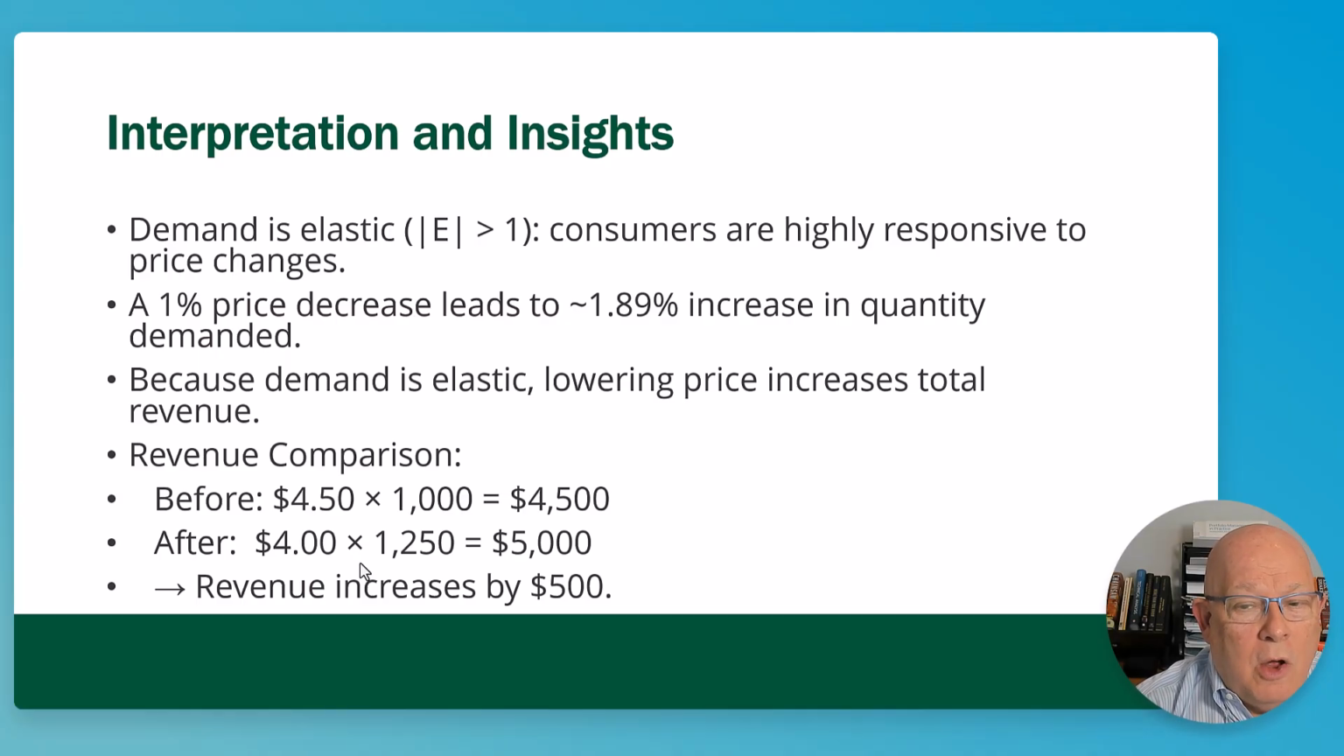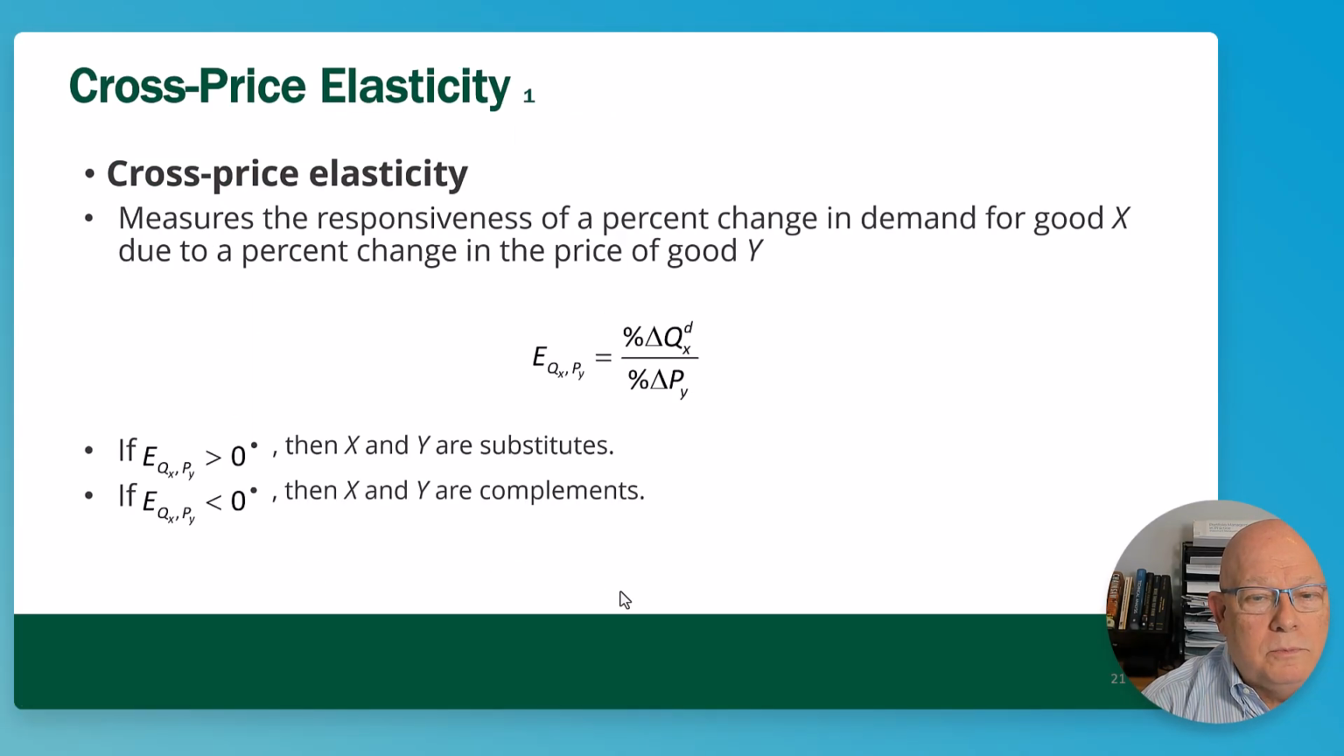So in this case, lowering price actually increases our total revenue, which we can calculate very simply. Before, we were selling 1,000 cups at $4.50. Our total revenue was $4,500. Now we're selling 1,250 cups at $4. Our total revenue went up to $5,000, an increase of $500. So that was own price elasticity.